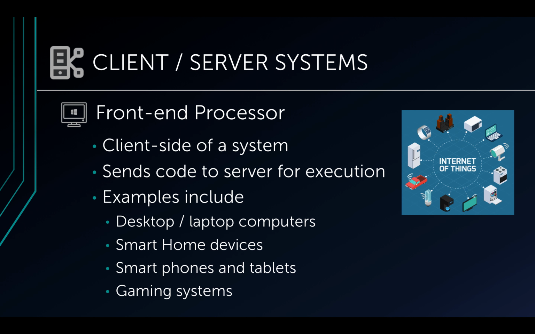The client is considered to be the front-end processor of a client-server system. This front-end processor sends code to servers to be processed. Some types of clients include desktop and laptop computers, smart home devices, smartphones and tablets, and gaming systems. A great example of a front-end processor is an Amazon Echo. An Echo is designed to accept vocal commands from an end user and send these commands to cloud servers for processing. The Echo will relay back the results from the server to the end user.